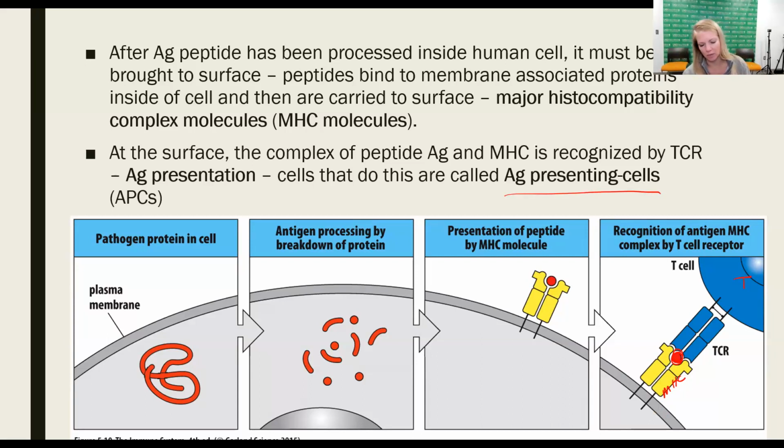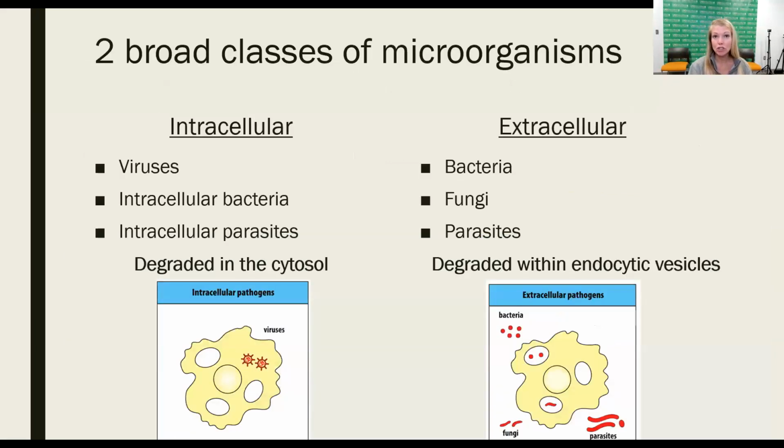Let's go back to something that we talked about, maybe on day 1 or day 2 of class. And that is the 2 broad classes, or 2 major ways that pathogens can be broken up into. We can have intracellular pathogens and we can have extracellular pathogens. Remember when I said it's going to be very important to be able to tell the difference between an intracellular versus an extracellular pathogen? This is why. They're treated differently and they're recognized differently. And that means that they will drive a different type of response by the immune system.